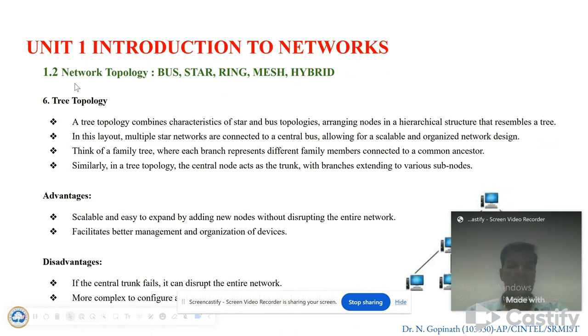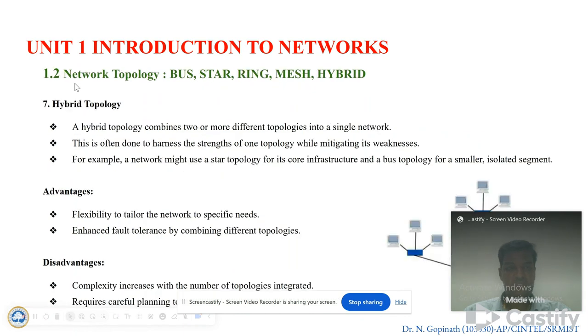Tree topology. A tree topology combines characteristics of star and bus topologies, arranging nodes in a hierarchical structure that resembles a tree. In this layout, multiple star networks are connected to a central bus, allowing for a scalable and organized network design. Think of a family tree where each branch represents different family members connected to a common ancestor. Similarly, in a tree topology, the central node acts as a trunk with branches extending to various subnodes.